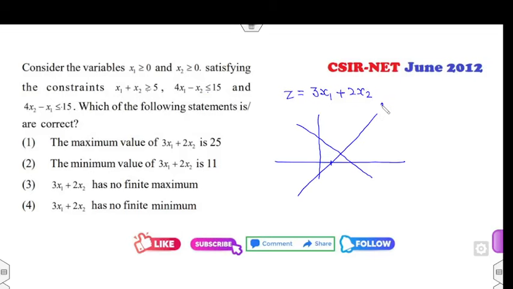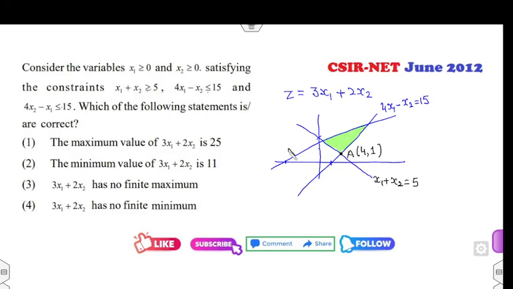This is my second constraint, 4x1 - x2 is equal to 15. x1 is minus 15. This is my 5, this is my 4. It will be like this case. So which one is a feasible area? This is my feasible area. Fine. Now can you find the coordinates? It's very simple. This is the line of x1 + x2 = 5, and this is the coordinate of this line. If you add them, 5x1 is 20, so x1 will be 4, and x2 will be 1.